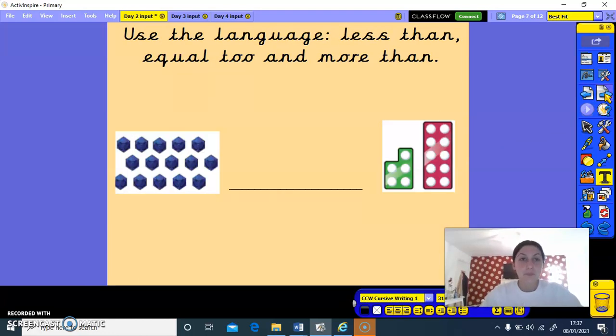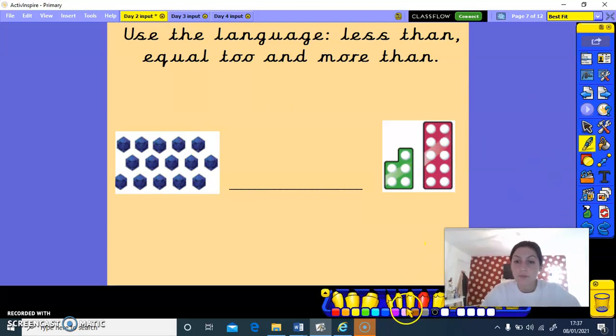Let's look at this one. Let's count my cubes together first. 1, 2, 3, 4, 5, 6, 7, 8, 9, 10, 11, 12, 13, 14, 15. And let's work out my Numicon. This is a tower of 10. And then how many ones do I have? 1, 2, 3, 4, 5. So I have got 15 and 15.